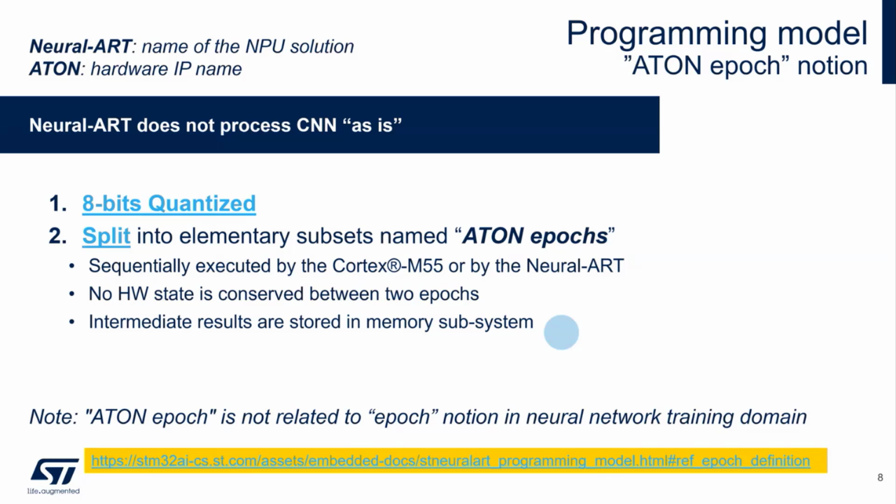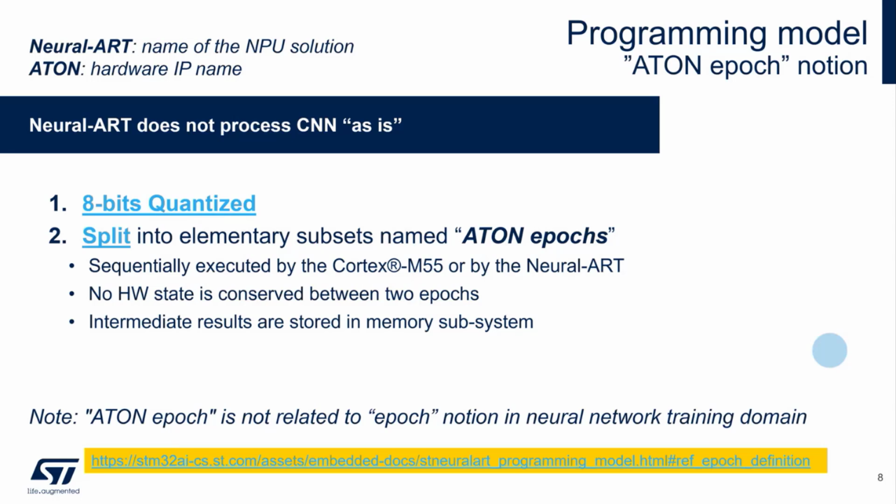So I told you that the hardware IP is processing 8-bit integer inside. So yes, it needs an 8-bit quantized neural network model, but this neural network model needs also to be pre-processed. And the pre-processing will result in splitting this neural network model into elementary subsets that are named Aton epochs. And these epochs will then be sequentially executed by the Cortex M55 or by the neural art using its internal scheduler.